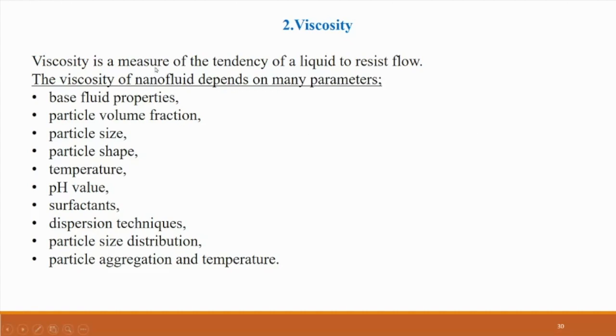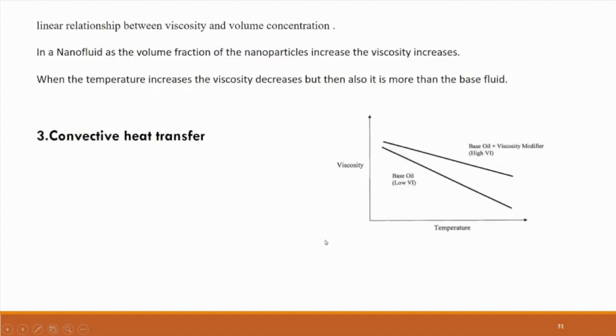Viscosity is defined as a measure of the tendency of a liquid to resist flow. Nanofluid viscosity is affected by the following properties: base fluid properties, particle volume fraction, particle size, particle shape, temperature, and pH value. Okay. Viscosity decreases when we increase the temperature. I think we all know this. Okay, with increase of temperature, the viscosity decreases.